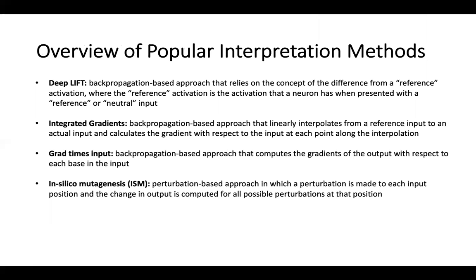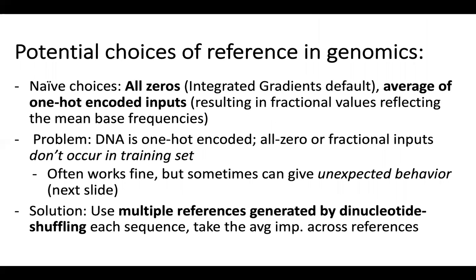To briefly go over popular interpretation methods that we compared against in this work, ISM is a popular perturbation-based approach, while DeepLIFT, integrated gradients, and grad times input are popular backpropagation-based approaches. The DeepLIFT and integrated gradients methods rely on choosing a reference or baseline input. In the poster, we have some guidelines for how to pick a good reference. The choices we consider in this work are all zeros, average of 1 hot encoded inputs, and multiple references generated by dinucleotide shuffling the original sequence.